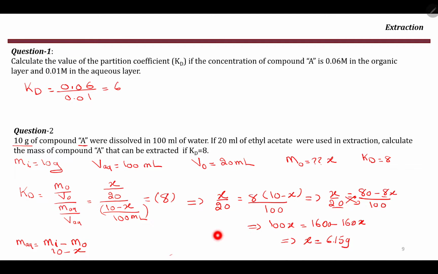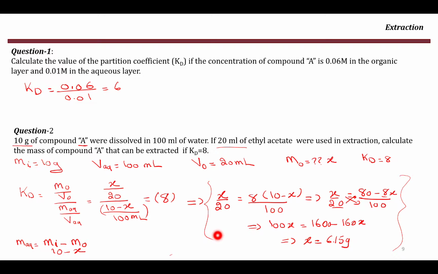And this is the mass of compound A that can be extracted if we use 20 milliliters of ethyl acetate. So you have to be familiar with the math of this problem, but this is how you usually do it. And we calculated basically in this way the mass of the compound.